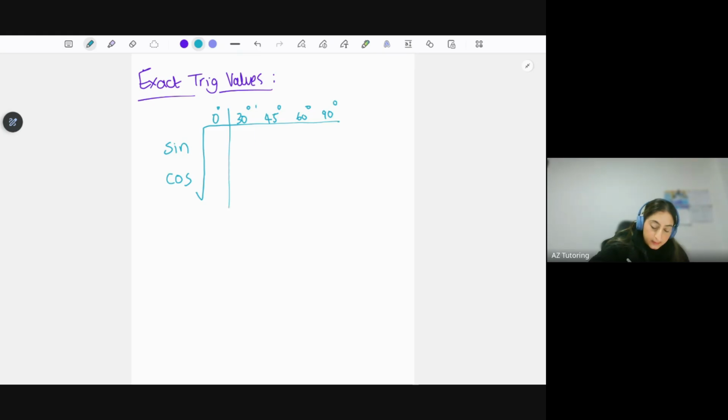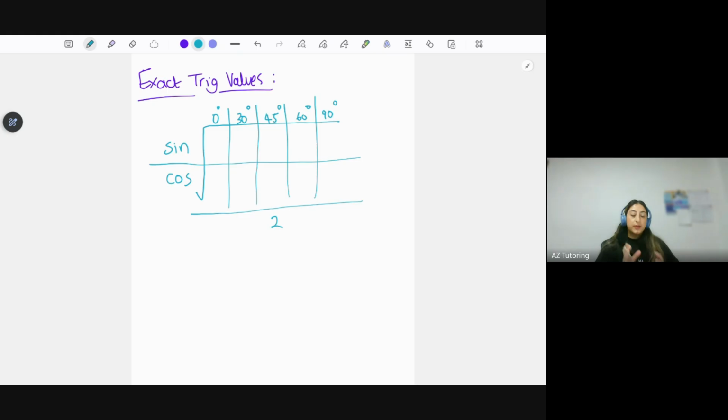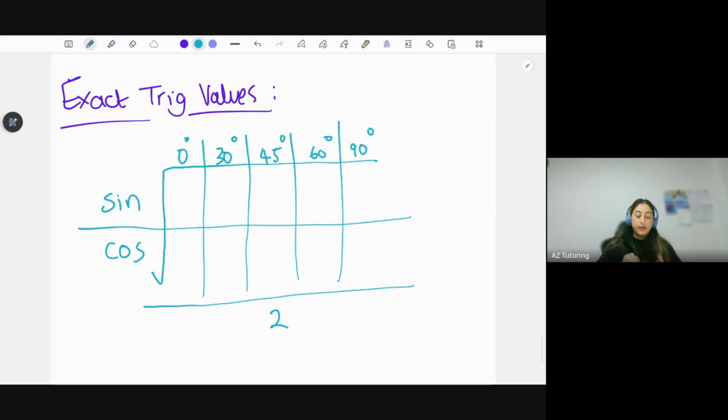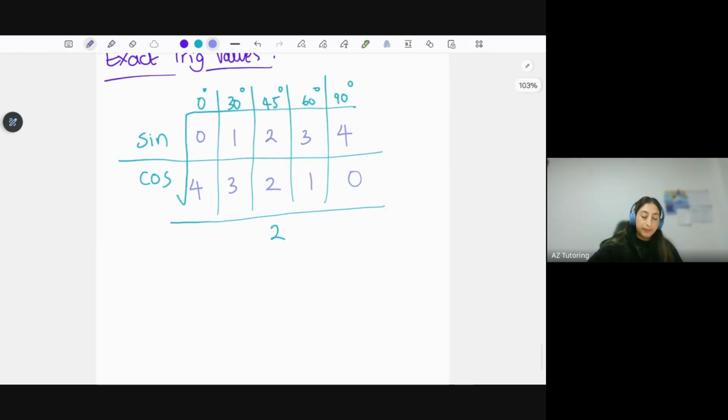And all of it is going to be divided by 2. So this is what you need to draw. Memorize how to draw this: the square root, 0, 30, 45, 60, 90, then sine and cos on the left-hand side, and all of it divided by 2. How you memorize it is, for sine you write 0, 1, 2, 3, 4, and then for cos it's backwards: 4, 3, 2, 1, 0. Once you've drawn this, we can know what each of the exact trig values are. You can work it out from this table.